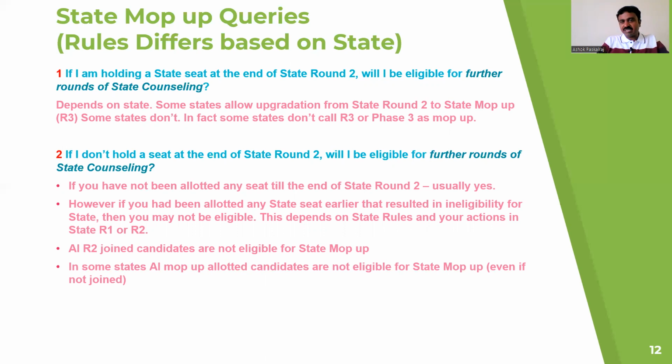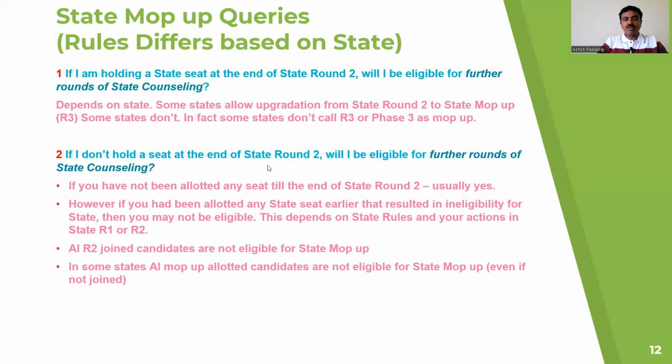So forget about terminology. If you are holding a state round 2 seat, your eligibility for the immediate next round, which may be a Mop-up or round 3 or phase 3, whatever it is called, depends on the state. Some states do allow. Check this year's rules on whether this has changed or not, and then take a call. We will also come up with state-based rules once the prospectus for this year is shared. In some states, this is not mentioned even in the prospectus. Only at the time when you are joining the state round 2 seat will you be able to know this information. So we will have to wait for that particular timeline to know whether eligibility exists or not.